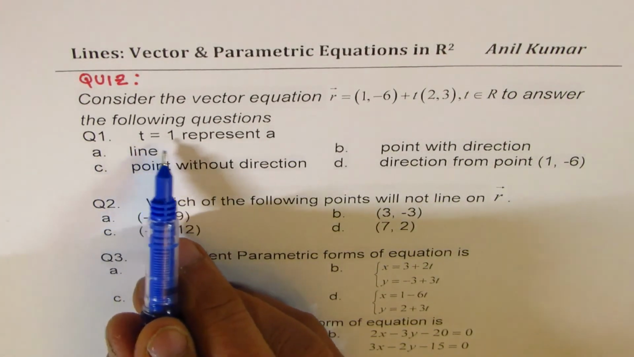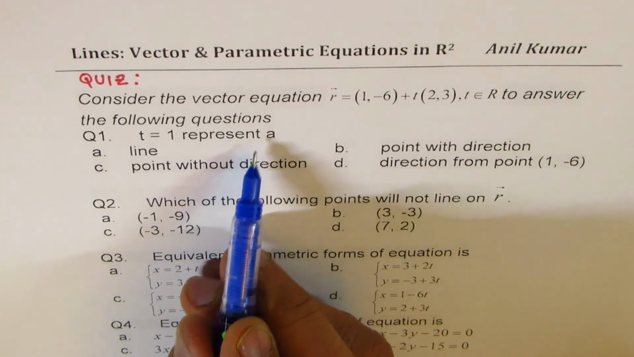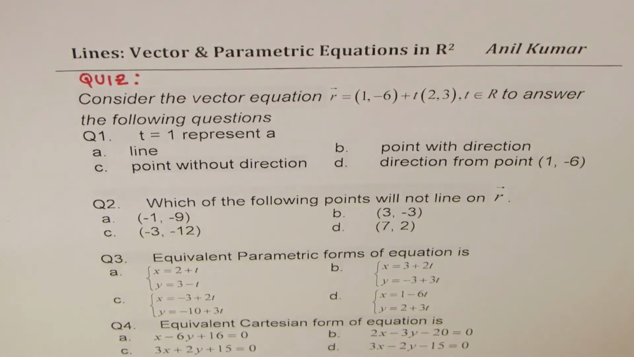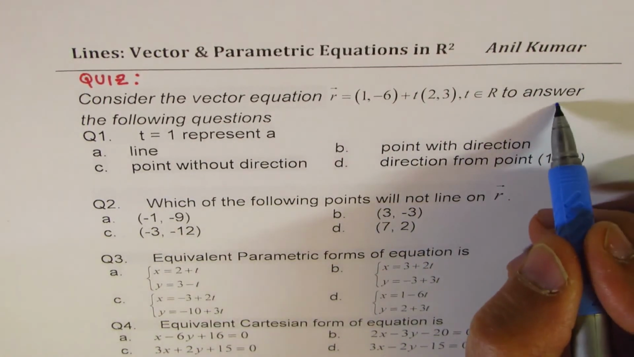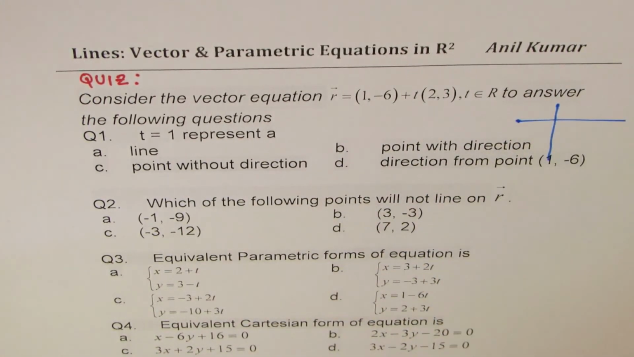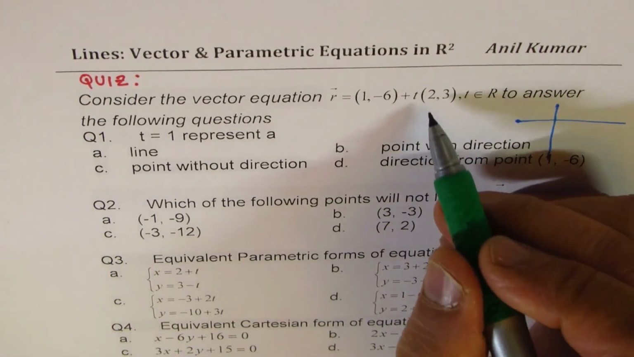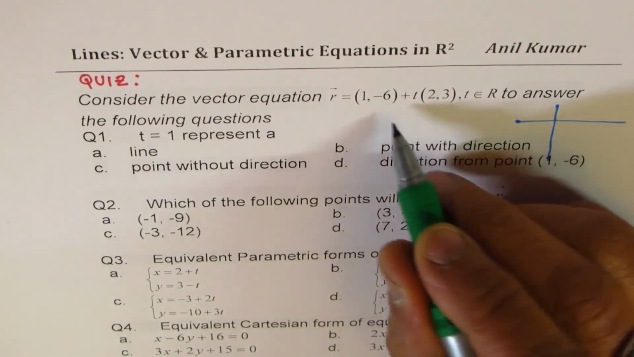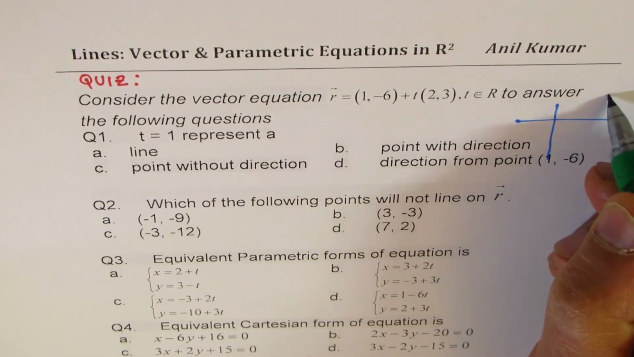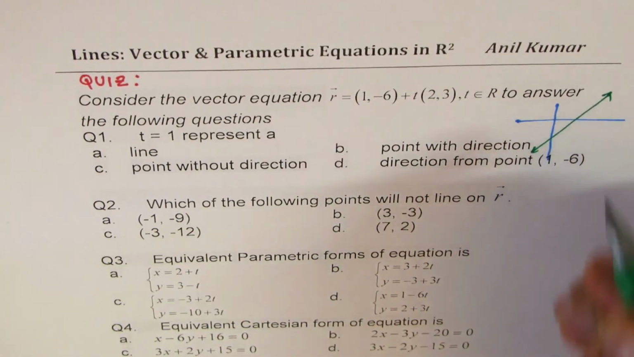Question number 1: if t equals 1, what does it represent? Now, we found that this is just a line, right? So on a coordinate plane, we sketched the line which was kind of like this. Direction is (2, 3), right? And a point is (1, -6), so the line was kind of like this.